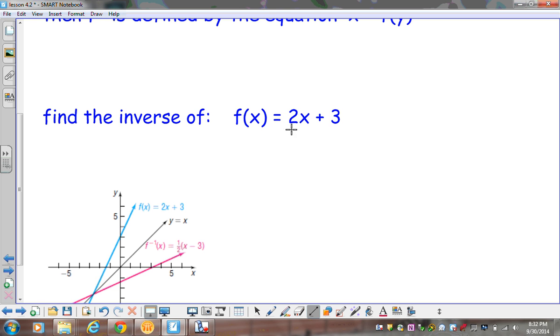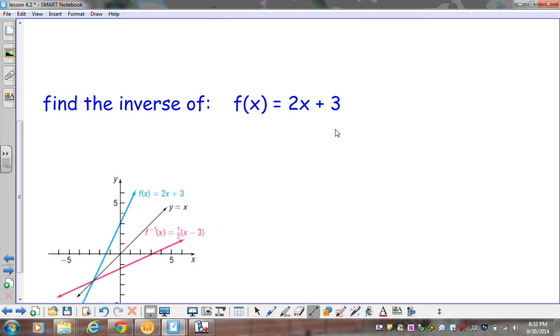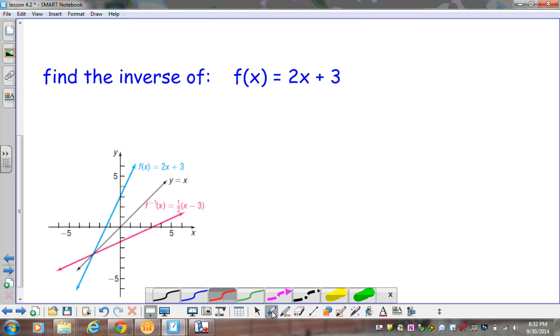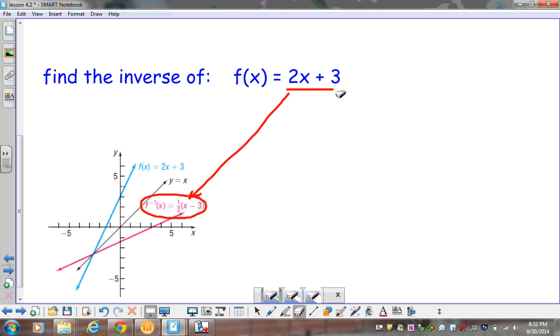All right, so this first one right here, finding the inverse of 2x plus 3. Now, if you guys already see down here, they've already told me what my inverse is, so I'm going to show you how we get from this to that right there: 1/2 times x minus 3. We're going to take this original piece and make it look like that pink piece.